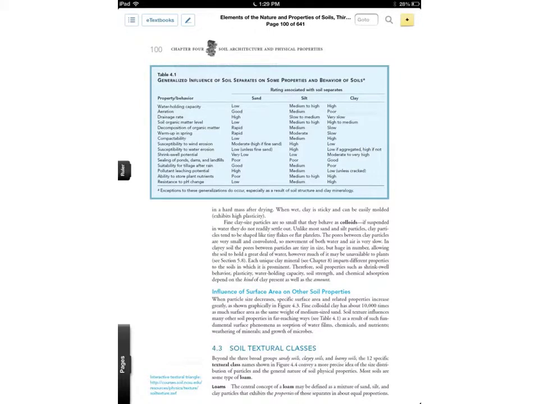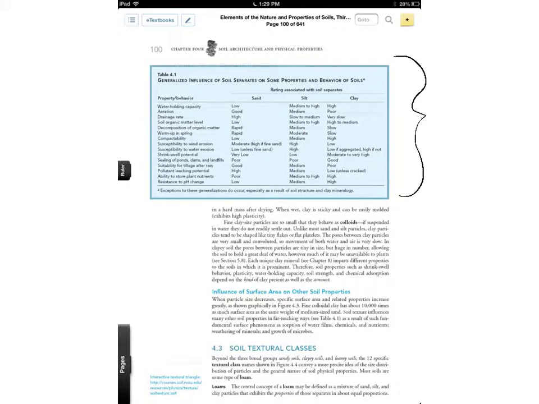So this is page 100 from your book. A couple of interesting things here. This table really spells out how and why we want to know about soil separates and what soil separates are, and what sand does and what sand can do and can't do.